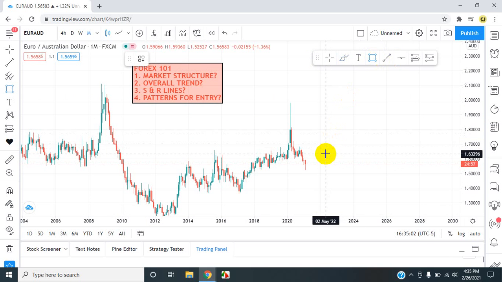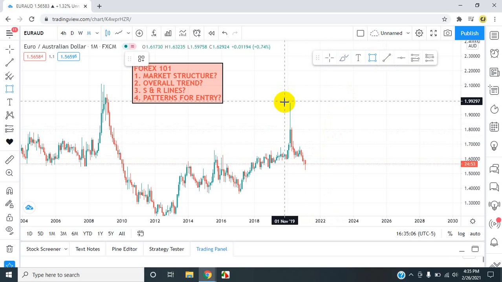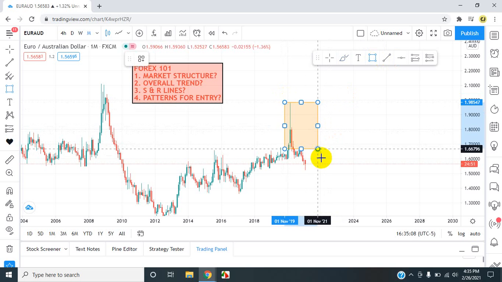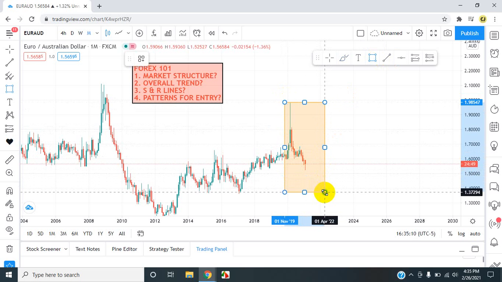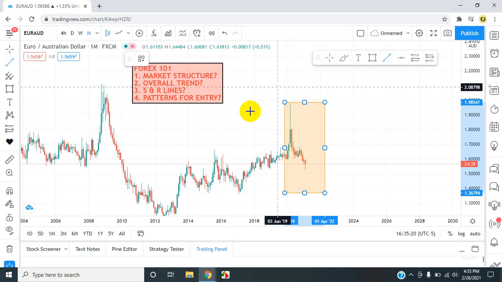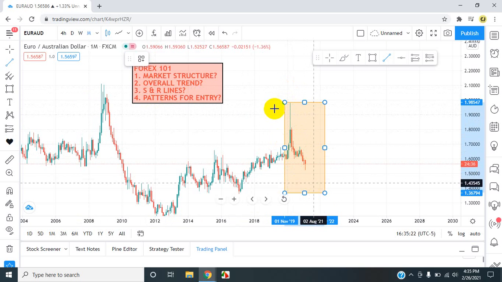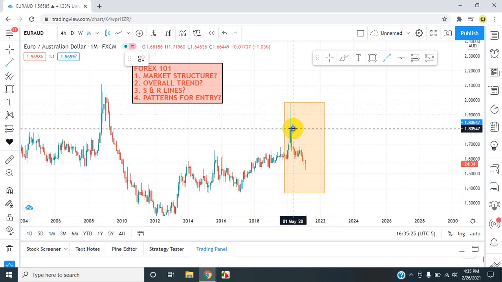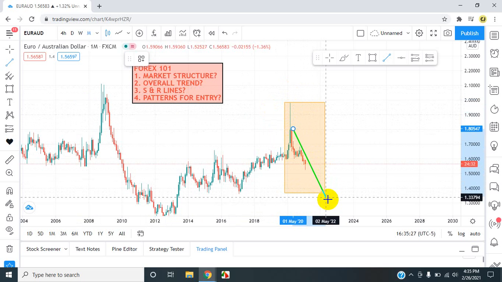The first thing we're going to do to find our overall trend is highlight this section right here. Is this the area that we're working with? We're going to grab our trend line, and we are in a downtrend. The market pushed up all the way back to the top. It wasn't able to hold, so it pushed back down. So we're going to create our downtrend here.